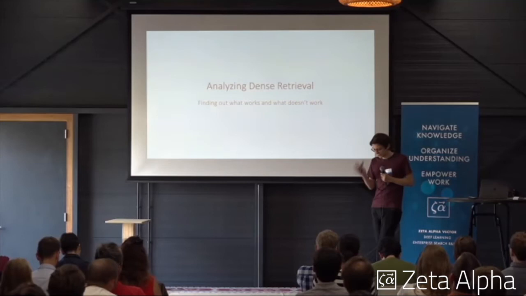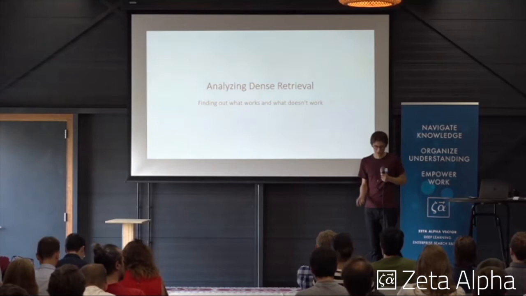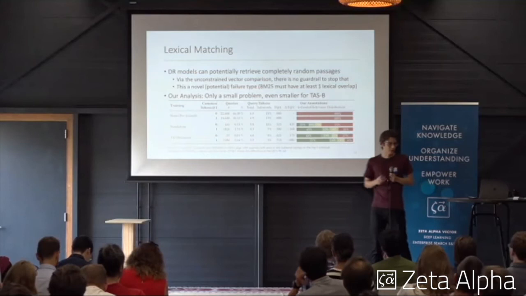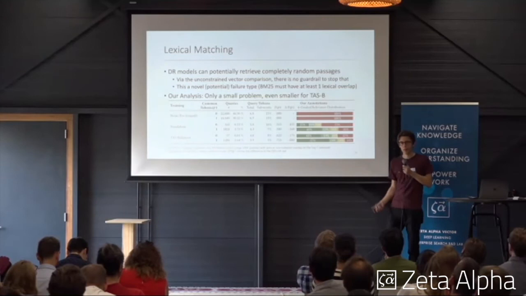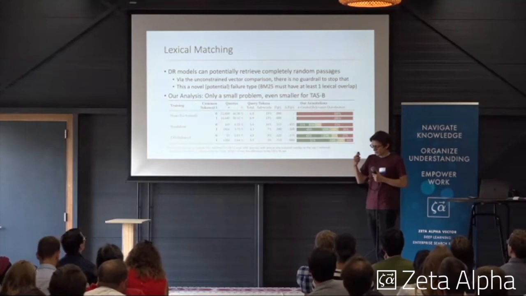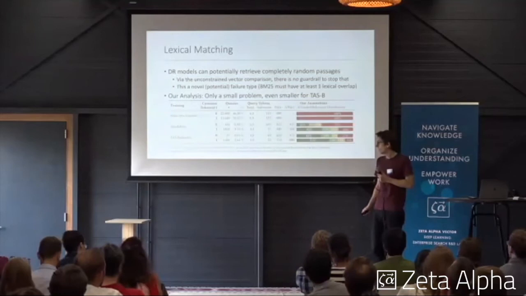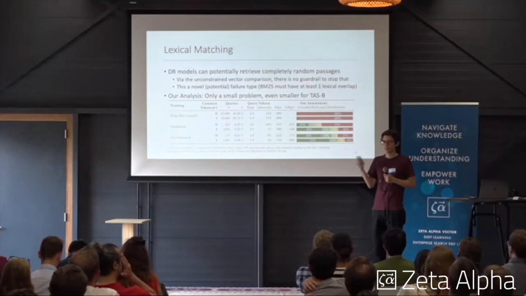So now that I've shown you overall effectiveness measures, let's dive in a bit into what that actually means and try to find out where dense retrieval breaks and where it doesn't. So dense retrieval models have a novel failure type. And this failure type is retrieving completely random passages that have absolutely no lexical overlap. And we have this failure type because we operate in unconstrained vector space and nothing stops us from retrieving any passage. In BM25, for example, this is not possible because we would have to have at least one lexical overlap between a query and a retrieved passage for it to be retrieved.